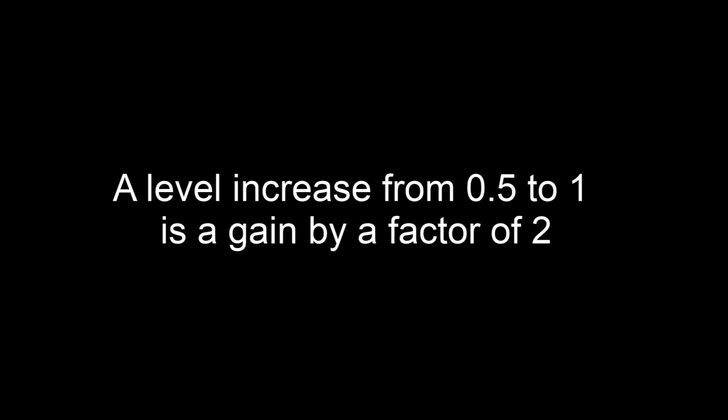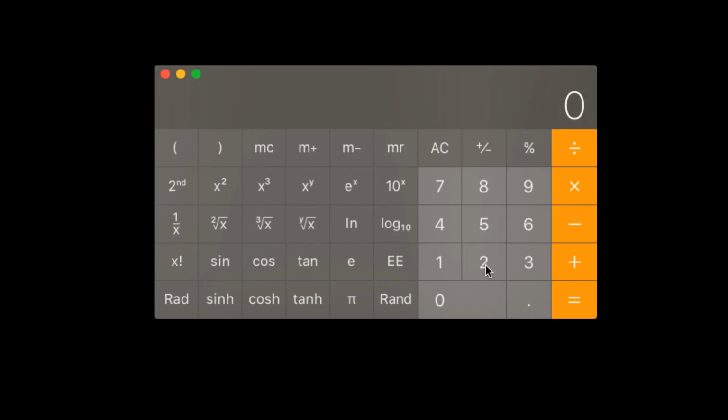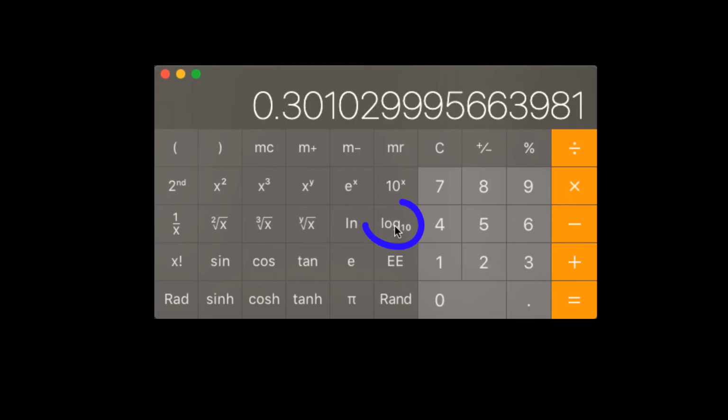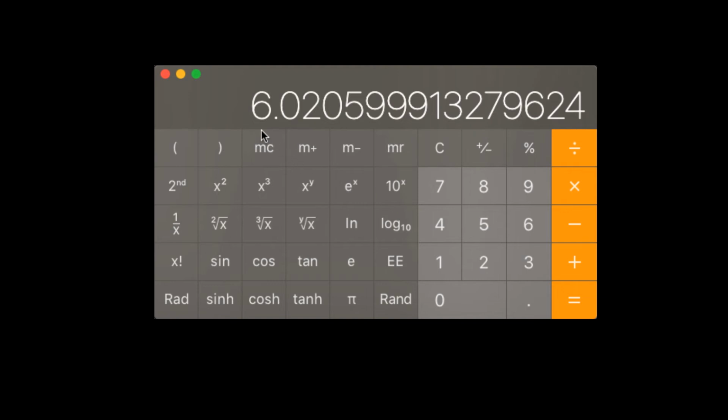That power multiplied by 20 is the level change in dB, or decibels. For example, to find the dB difference of an increase in level by a factor of 2, say, from an amplitude of 0.5 to 1, we make the following calculation: 20 times the base 10 log of 2. Here, in the calculator, we find the base 10 log of 2, then multiply by 20. The result is close to 6 dB, which represents a doubling in level.